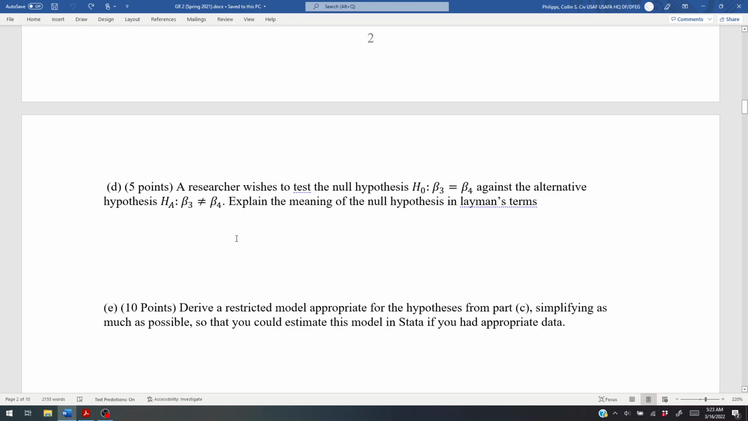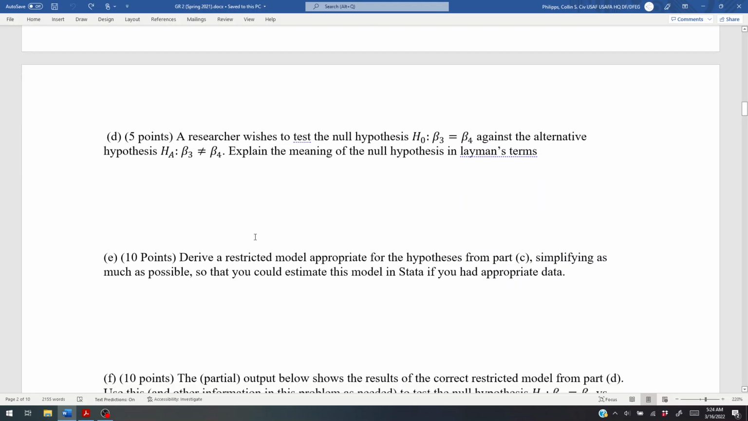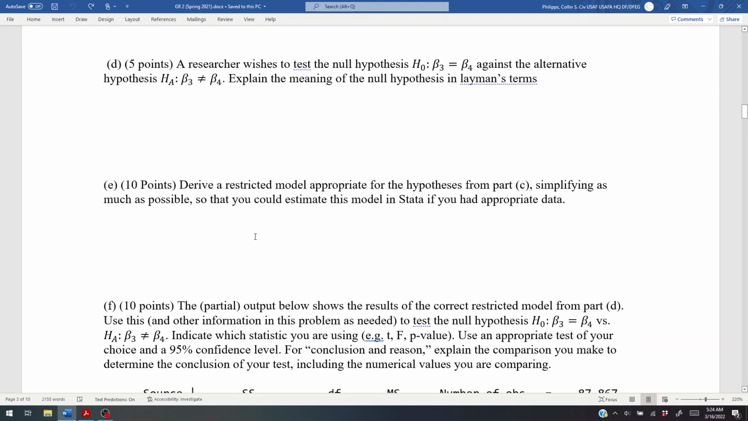Explain the meaning of the null hypothesis in layman's terms. Well, like I just said, rich people and poor people differ from the baseline by the same amount. Notice that we're not requiring those coefficients to be zero. That would be a different null hypothesis. We're just saying that these two coefficients are equal to each other. I could add another restriction and say they're equal to each other and they're equal to zero. So they're both zero. But that's not what we're doing here.